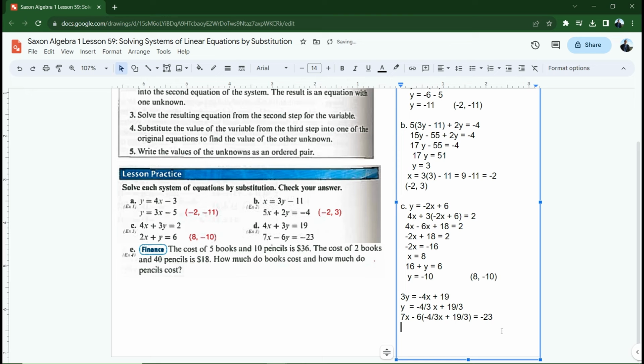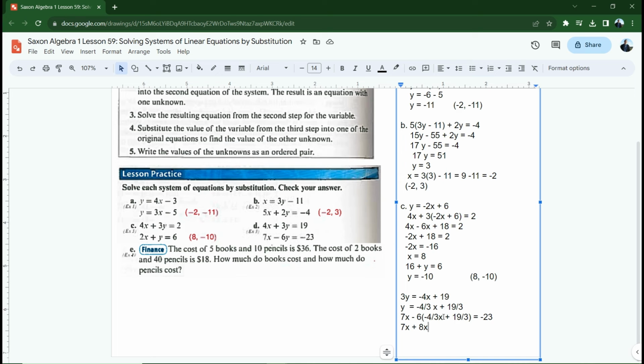All right, now I need to distribute. This is going to be a rough step. Okay, so negative 6 times negative 4 thirds. That's going to be positive, because it's negative times negative, 24 over 3, which is actually going to be 8x. Okay, so 24 thirds is 8, and x is just going to multiply along.